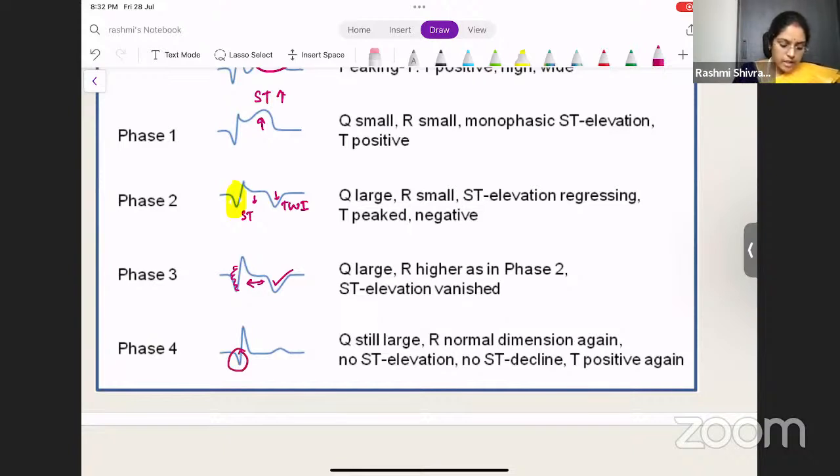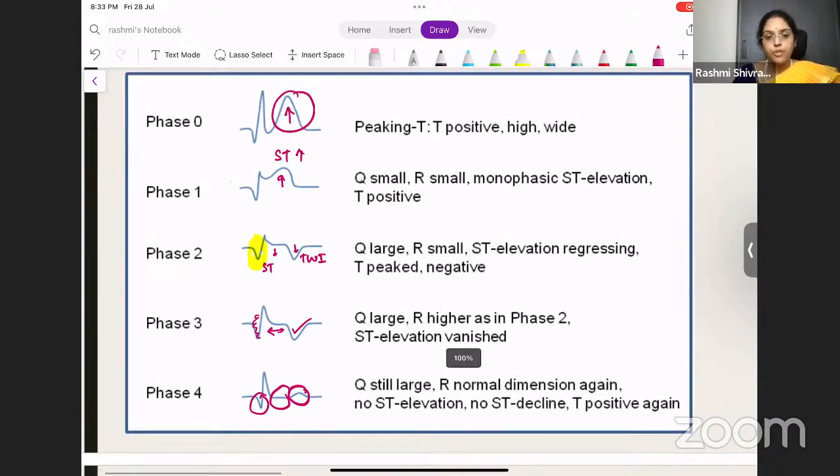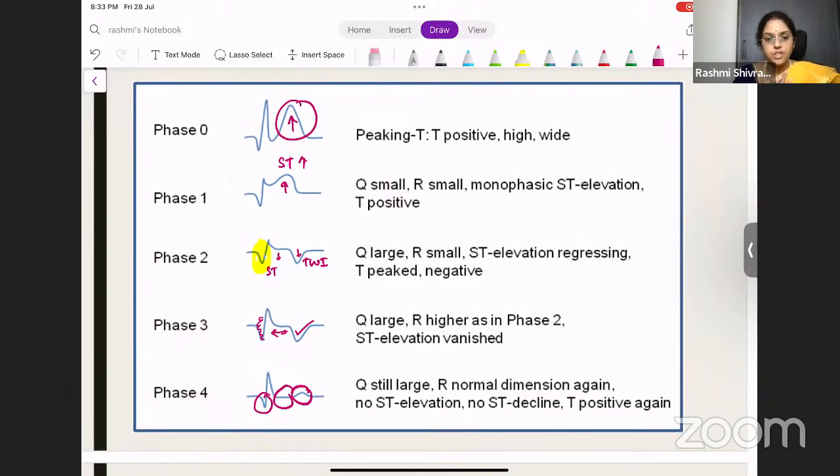But the T wave inversion comes back to normal, as well as the ST elevation. So the ST becomes normal, T wave becomes normal, but the Q wave persists. This is what happens. This is very important for you to know, so that you can age the infarction.